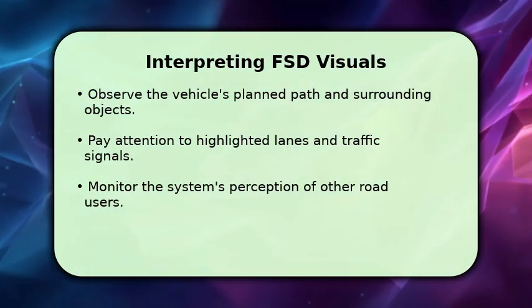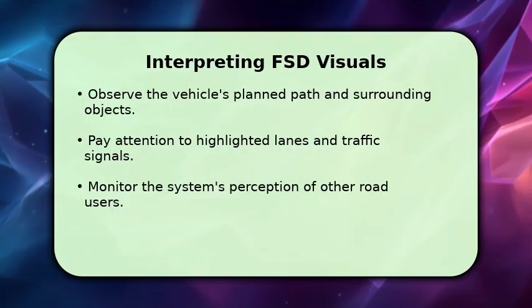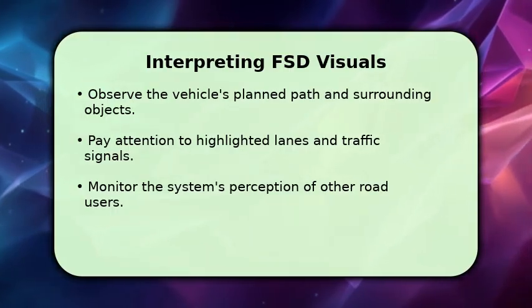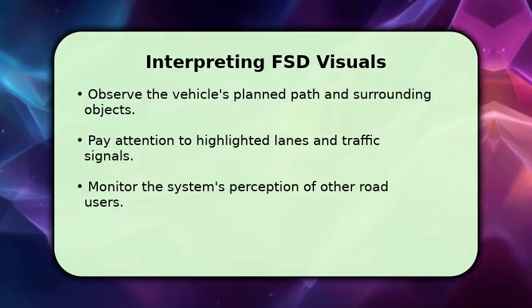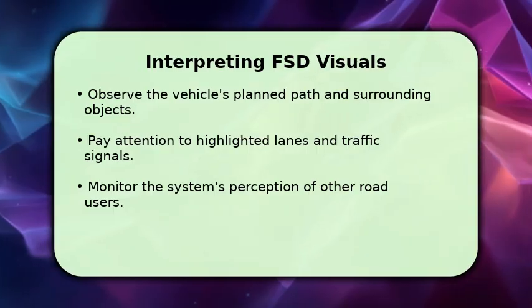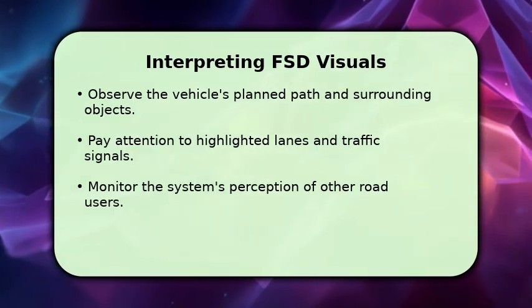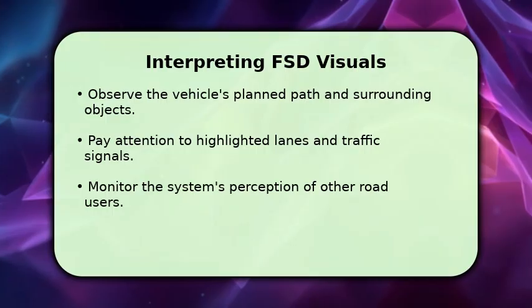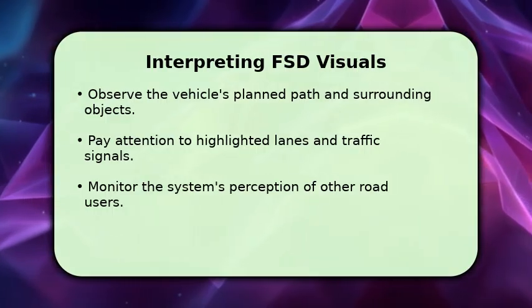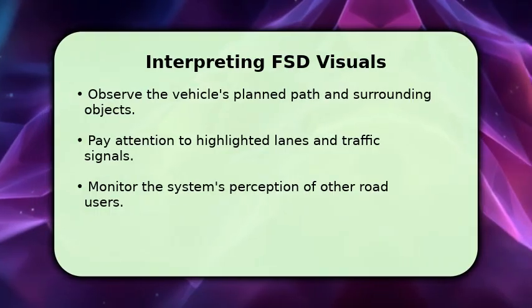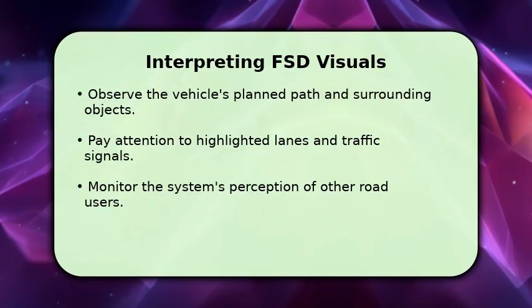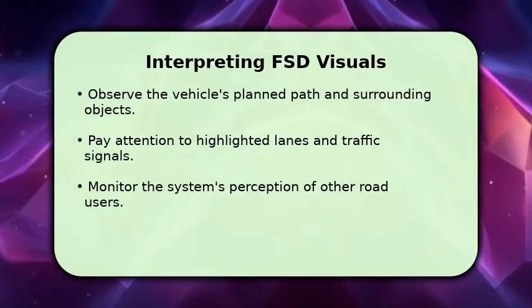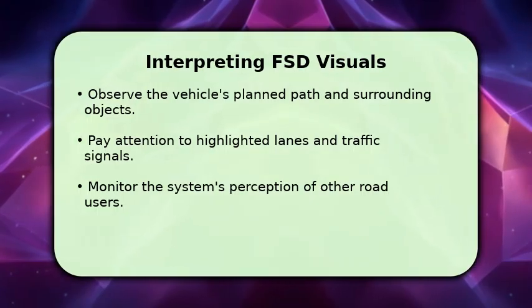The Model Y Juniper's display provides rich visualizations of FSD's perception of the world. You will see the car's planned trajectory, along with other vehicles, pedestrians, and obstacles. Watch for highlighted lane lines and traffic signals, which indicate the system's current understanding and intended actions. These visuals are your window into how FSD is interpreting the road, helping you anticipate its behavior and maintain situational awareness.